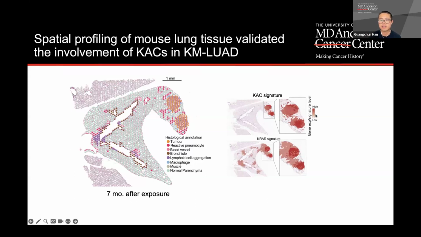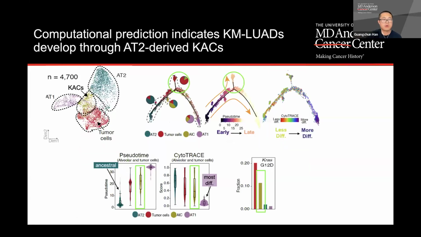If we look at this signature score colored by the red band, the signature score was highest in the tumor body, and then in the surrounding areas, which are enriched for reactive pneumocytes, the CAC signature also shows up. And again, this CAC signature was strongly associated with the KRAS signature.